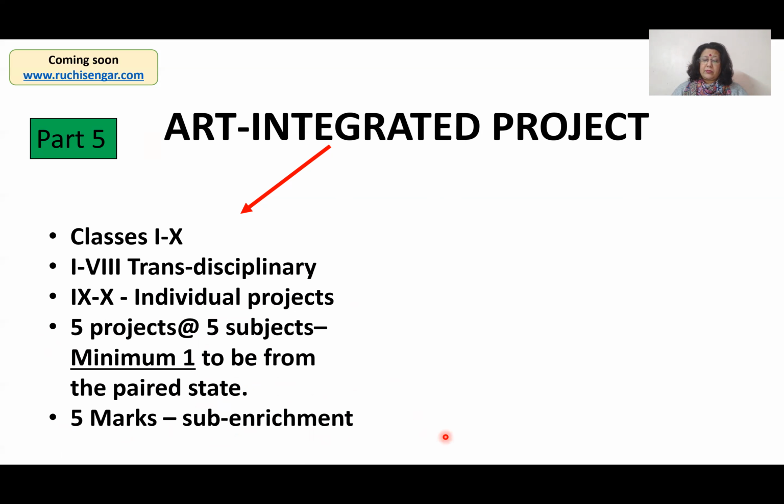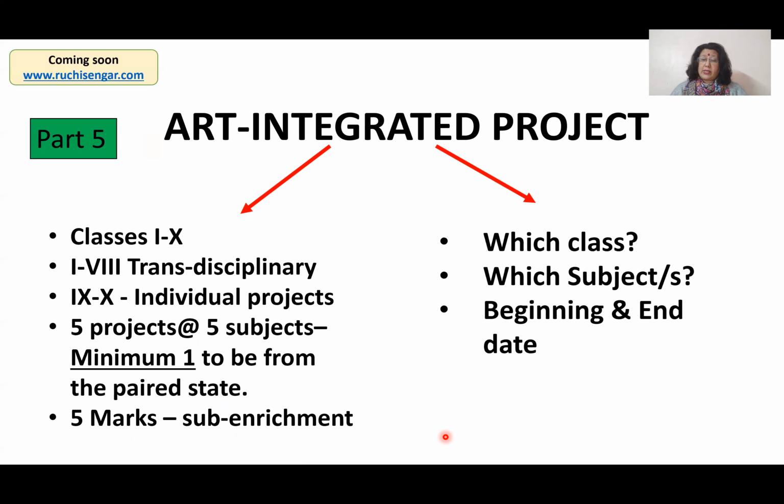Later. So what is the data that you'd be required to upload? Which class have you done this project for? Which subject or subjects in case it is transdisciplinary, 1 to 8? What was the beginning date of your project? When did it end? And what was the duration of the project? So you will get a drop down list for the duration: 1 month, 2 months, 3 months, less than 1 month, etc. The CBSE says that we have put out this circular well early into the year. So all this must have been done by now. That is where they are going from.